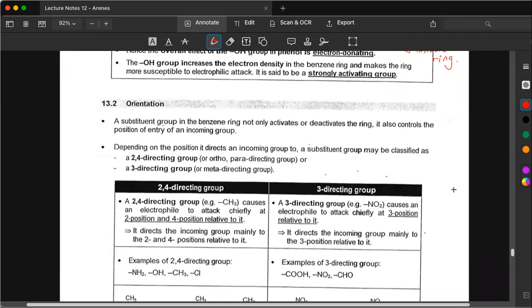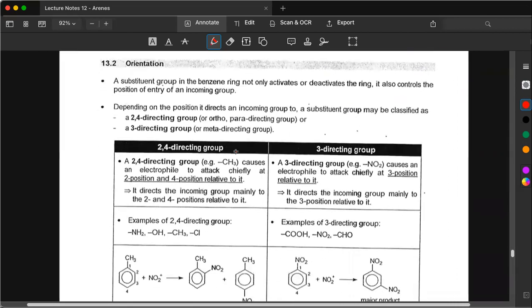Now, let's look at orientation. The substituent group in the benzene ring not only activates or deactivates the ring, it also controls the position of entry of an incoming group. So let's explain this. Depending on the position it directs an incoming group to, a substituent group can be classified as 2,4 directing or ortho-para, or 3 directing, meta.